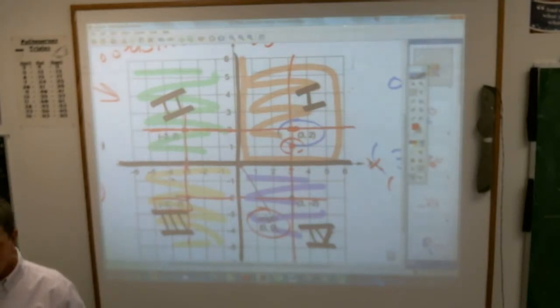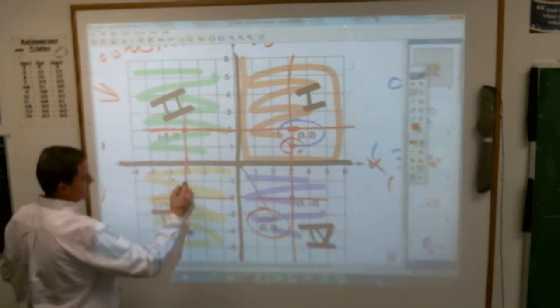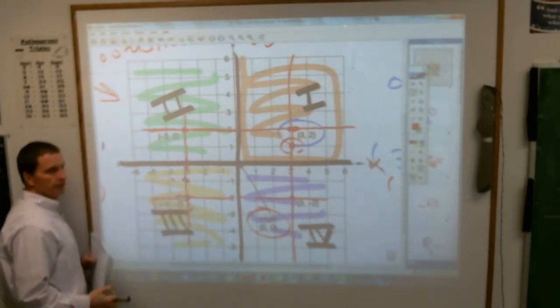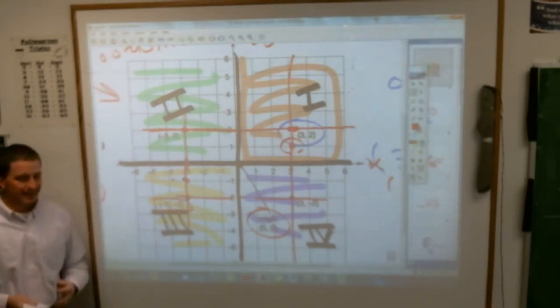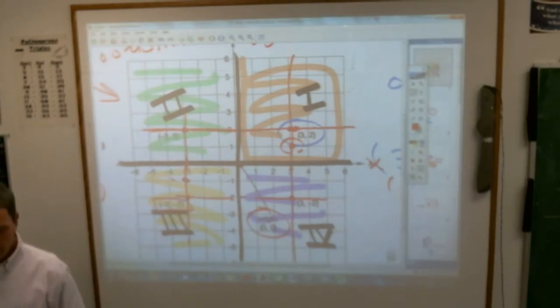Number 3, what are the coordinates of point E? Point E is right here. What are the coordinates of point E? Jill? -3, -1. Number 4, what point has the coordinates 1, -3? Danny? D. D is not. D is -3, 1.